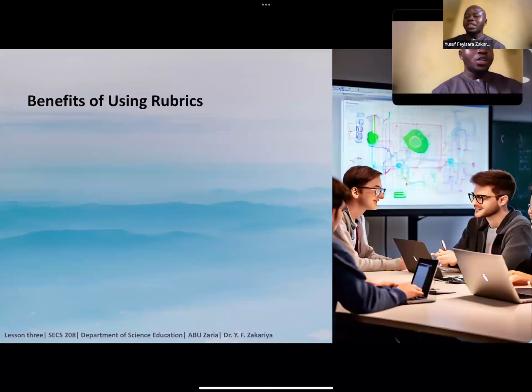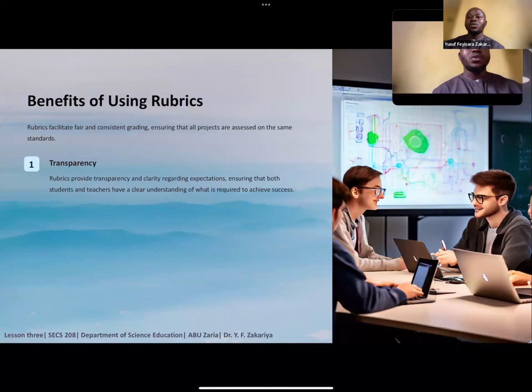So take note. There are some benefits of using rubrics. One, transparency. If you design your rubric very well, it is very clear, and everybody will be fairly treated. Usually when I give my students a project, I tell them what I'm going to grade. It is not left for you to design your project without knowing the grading criteria, which is the rubric. I don't say, go and do this project without telling you what I'm going to grade. No, I'm going to give you the details of everything. Rubrics allow us to do that, and it ensures transparency.